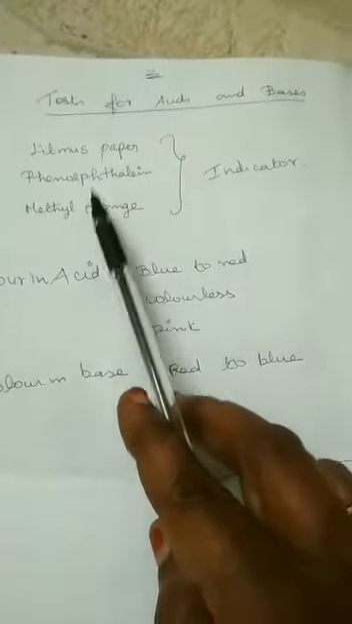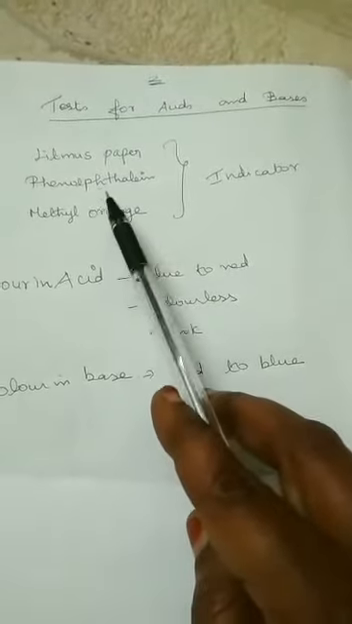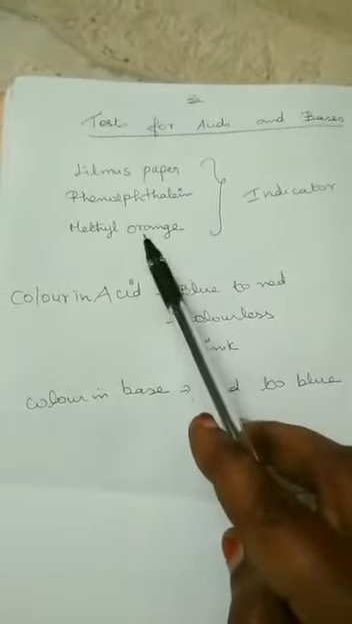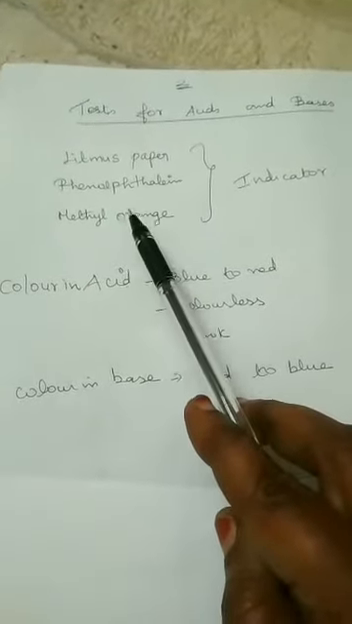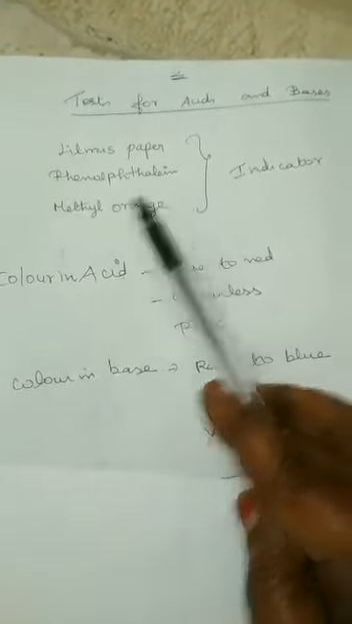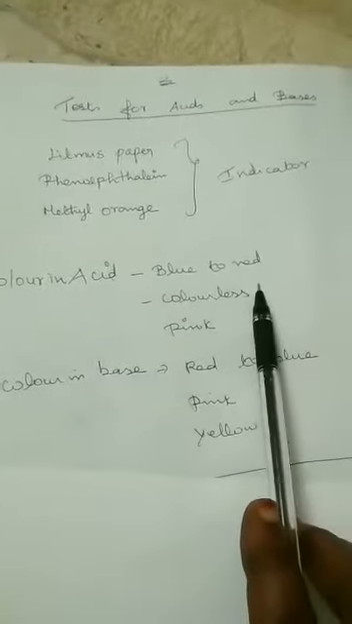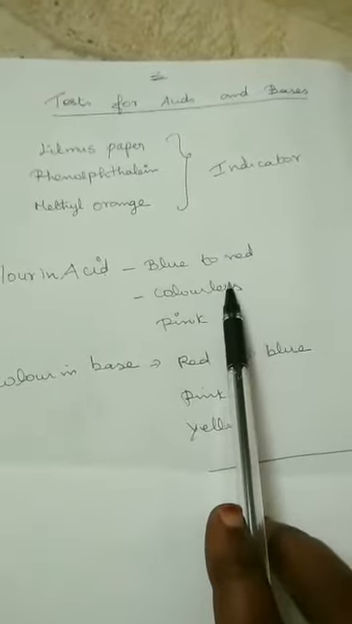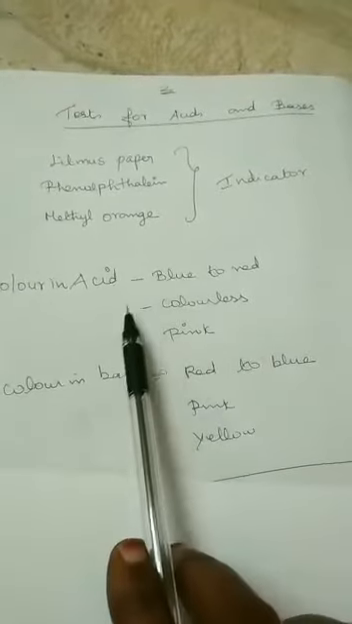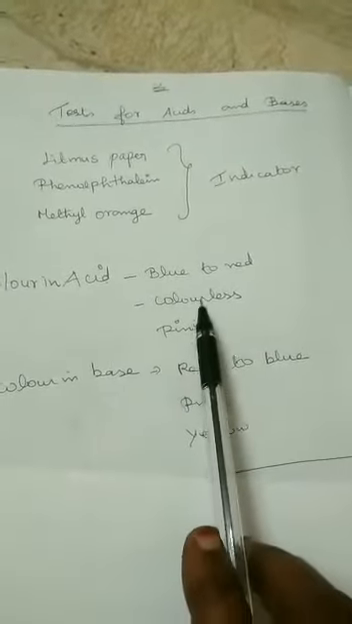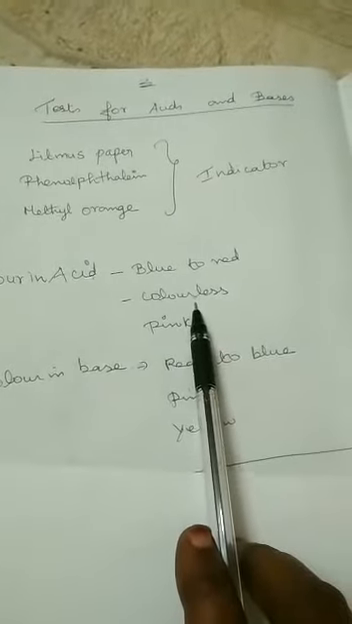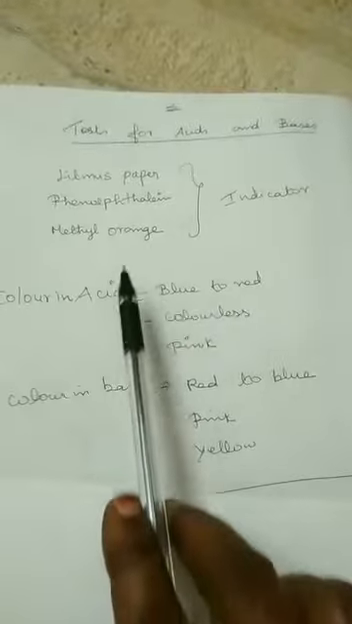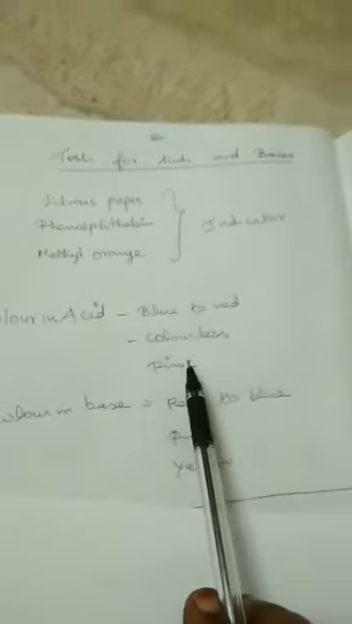They are used to find out whether the medium or solution is acid or base. How is it used? If we touch blue litmus paper to the acid medium, it changes to red color. In the same acid solution, if you add a few drops of phenolphthalein, what happens? It changes to colorless. If we add methyl orange to it, what happens? It changes to pink in color.